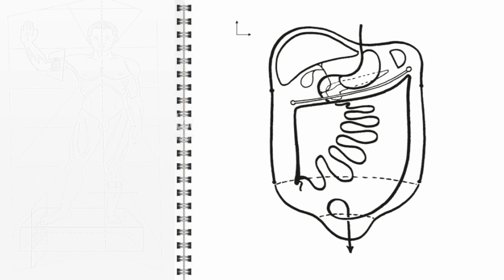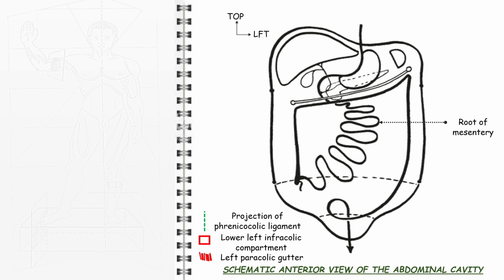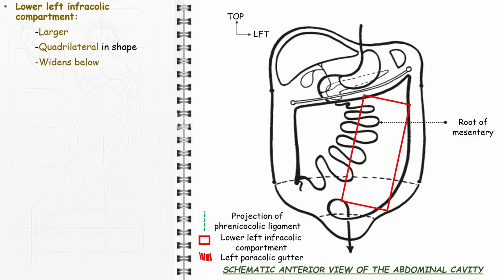The lower left infracolic compartment is exposed by displacing the coils of small intestine upwards and to the right. It is larger than the right infracolic compartment and is quadrilateral in shape. It widens below to pass in a smooth sweep across the pelvic brim into the cavity of the pelvis. Its upper border is the attachment of the transverse mesocolon, between the duodenojejunal flexure to the left of the midline and the left colic flexure.